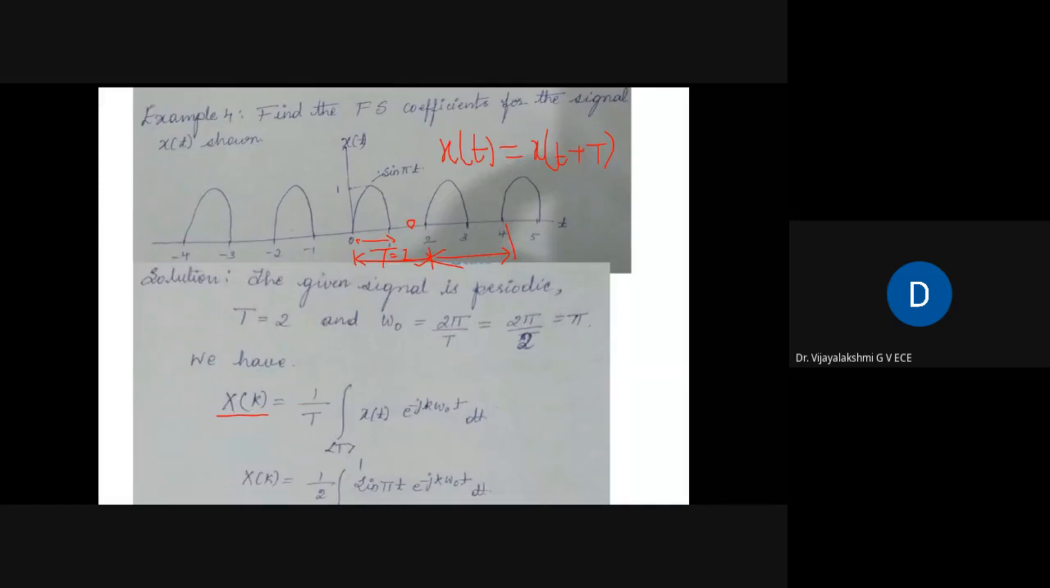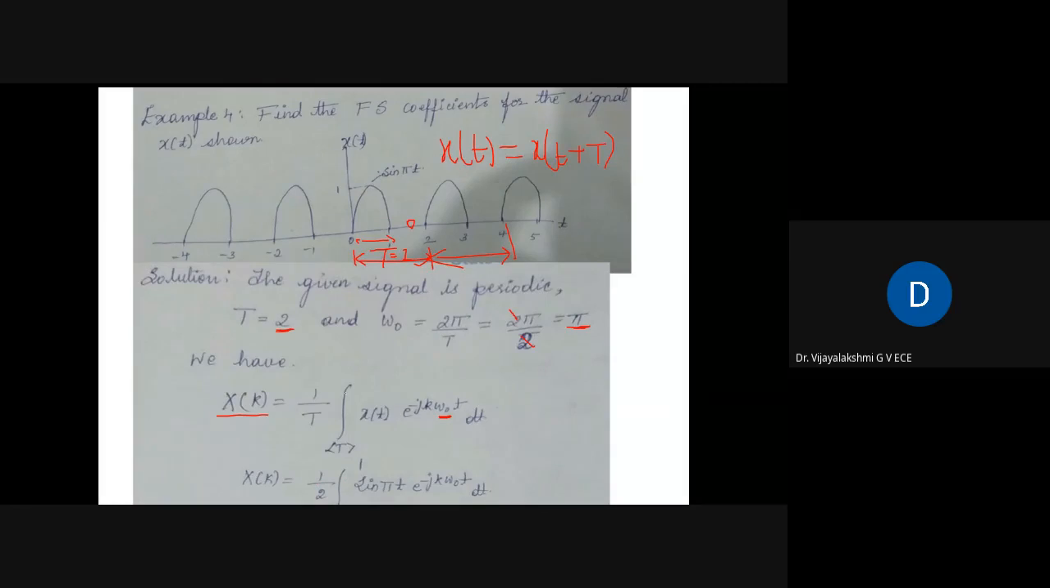So we have x of k is equal to 1 over T integral over a period x of t e raised to minus j k omega naught into t. Yes, you need to find out omega naught also. That is the fundamental frequency, same as the previous problem. Omega naught is equal to 2 pi by T. What is the T value we found out? We found out T is equal to 2. So 2 pi by 2, the 2 and 2 will get cancelled, so you have pi. So let us substitute this T value and omega value in this equation, and also the x of t value.